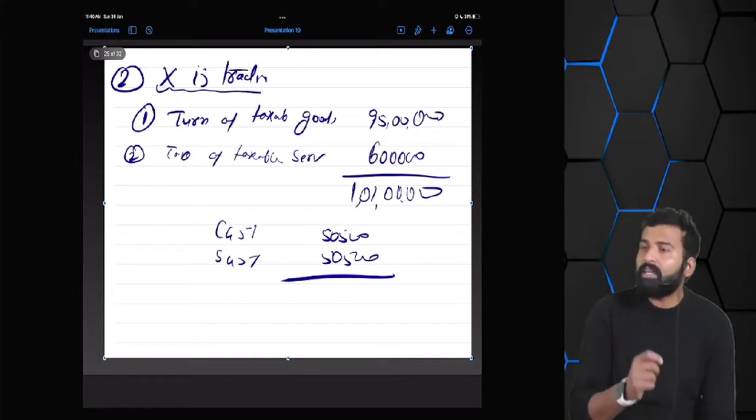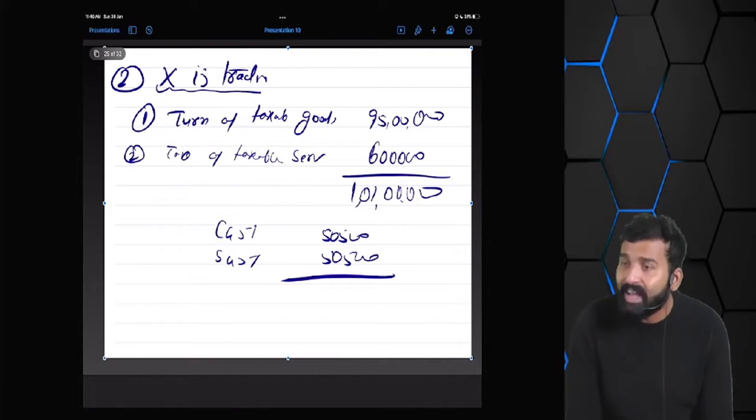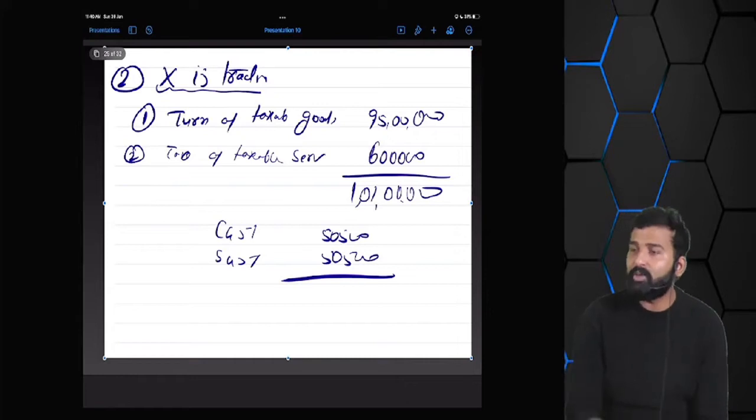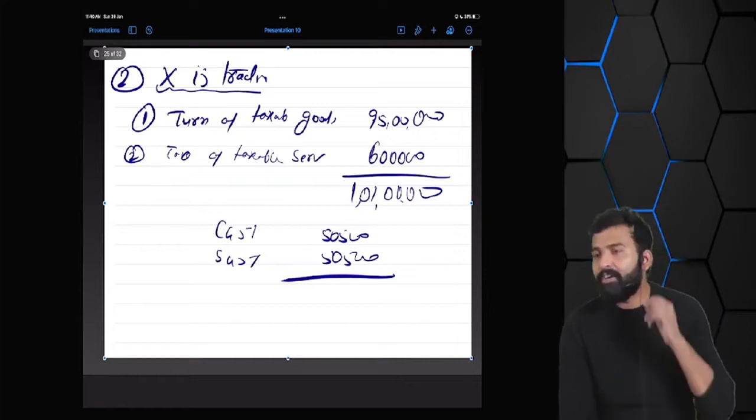So on 1 crore 1 lakh rupees, he is going to pay 0.5% CGST and 0.5% SGST. I think it is clear to everyone. Now you are getting all the answers. If he's a trader, he will be paying 50,500 and 50,500. If he's a manufacturer, then he will be paying 55,500 and again 55,500.